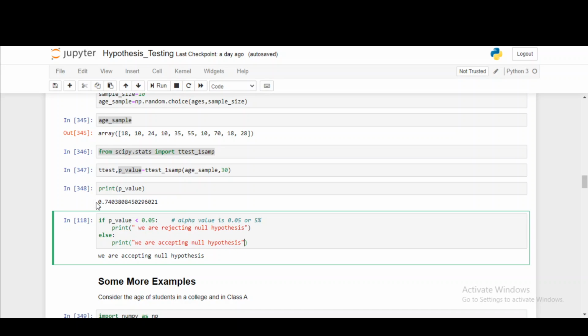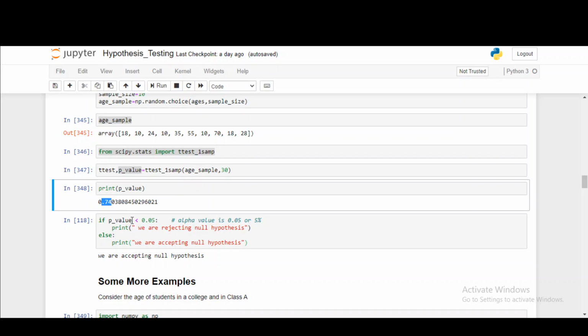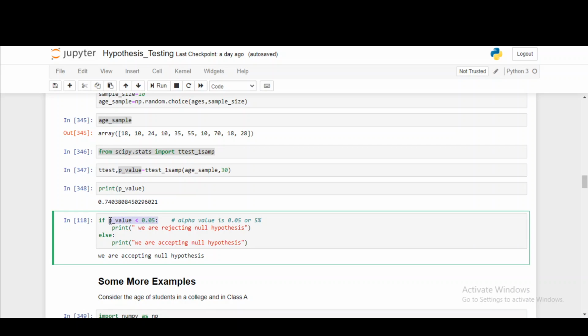So the p value is 0.74. Is 0.74 less than 0.05? The condition fails here, it's not true. So it has come to the else part, right? And in the else part it is printing we are accepting null hypothesis, right? So that means we have accepted our null hypothesis.